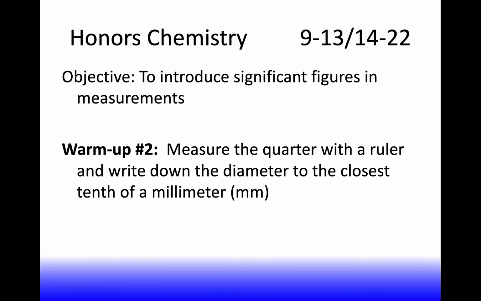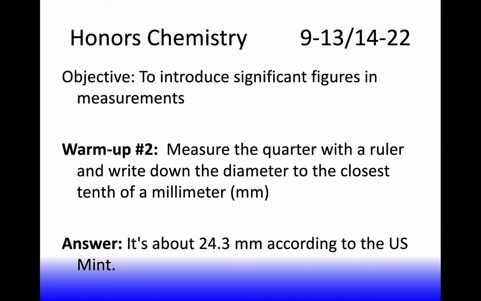Now, the point of this exercise is to show you you're not going to all agree. I'm sorry, but I guarantee you're not going to all agree. The actual value, according to the US Mint, is 24.3 millimeters. All right? Some of you probably got 24.4 or 24.5 or 24.2. I seriously doubt you all got 24.3.